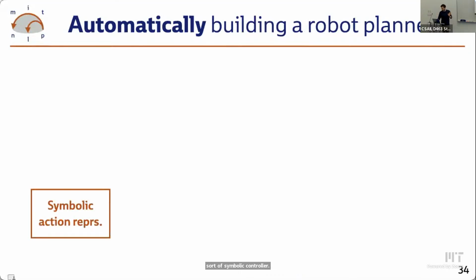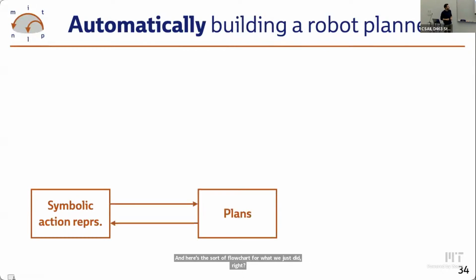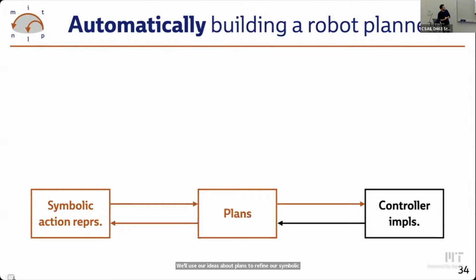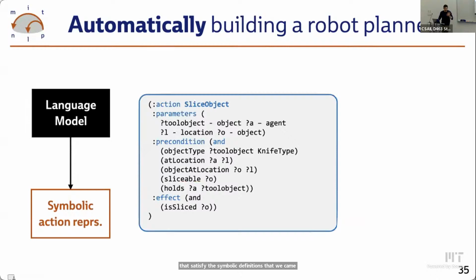And here's a sort of flow chart for what we just did, right? We start with some symbolic action representations. We stare at these and we try to figure out what sorts of plans they should correspond to. We'll use our ideas about plans to refine our symbolic action definitions and vice versa. And once we're satisfied with these, we'll take all of our plans and our symbolic action representations and use them to go out and actually implement some controllers that satisfy the symbolic definitions that we came up with at the beginning.